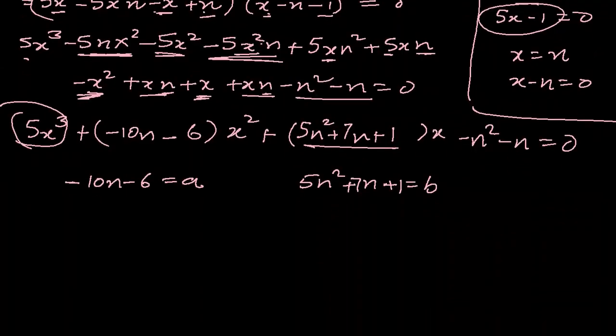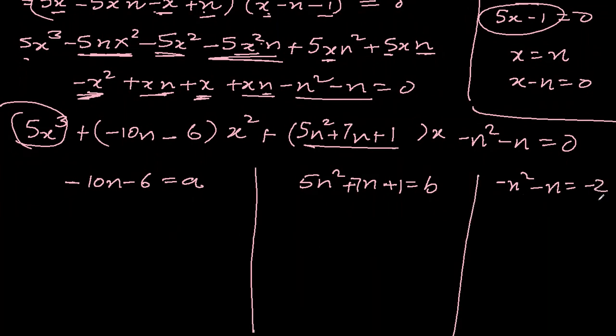Yeah, minus 2. So minus n square minus n equal to minus 2. And this is the only one where we have only one variable. So let's make all of them positive first and rearrange. n square plus n minus 2 equal to 0. So let me find the value of n from here.